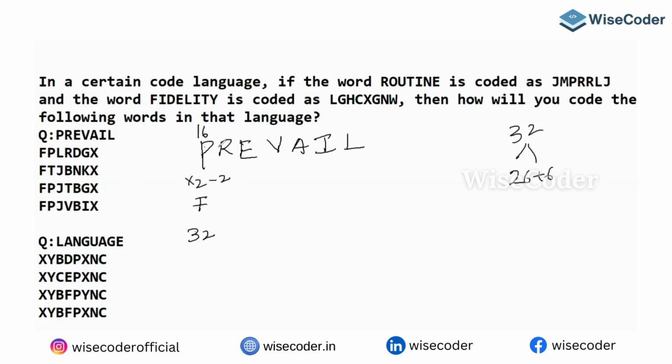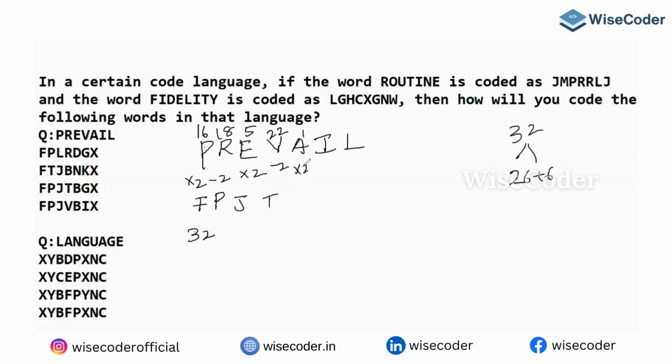So 18 minus 2 is what? 16. So P. E, 5. 5 twos are 10. 10th letter is what? J. V, place position 22, minus 2 is what? 20. 20th letter is what? T. A, place value 1, so into 2 will give you B itself.